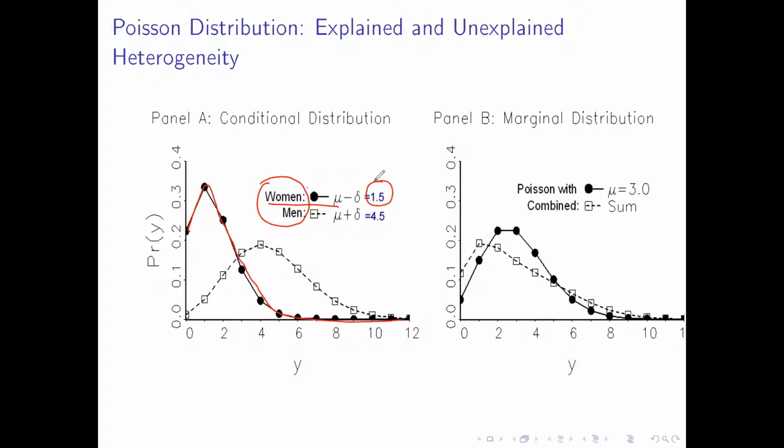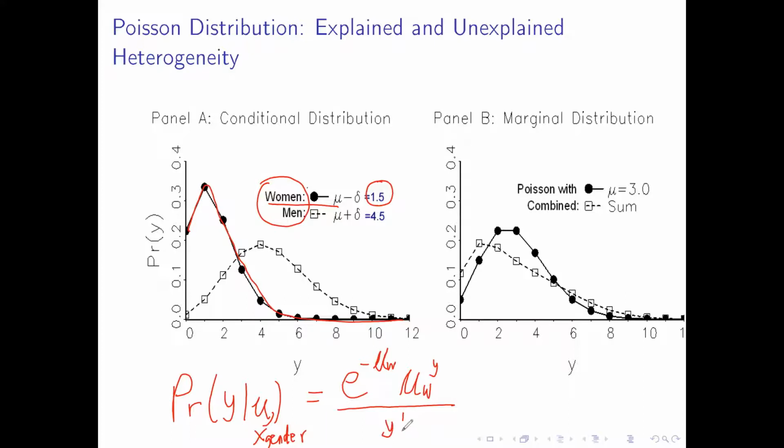And again, we're going to plug in this formula. Probability of y given mu, and actually in this case we have an additional variable, x, that is gender. We know this is gender. In this case, it is equal to e raised to the power of negative mu for gender, so this is for women, then mu for women raised to the power of y, divided by y factorial. And we calculate, where y here is 0, 1, 2, etc. And then we do the same for men.